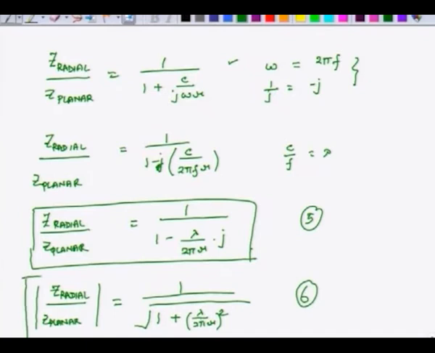Now, what I am going to do is use equation 6 to compute different values of the magnitude of this ratio for different values of r. I am going to choose 3 values of r. First case, r will be 10 centimeters or 0.1 meters. In the second case r will be 1 meter, and in the third case r will be 10 meters.